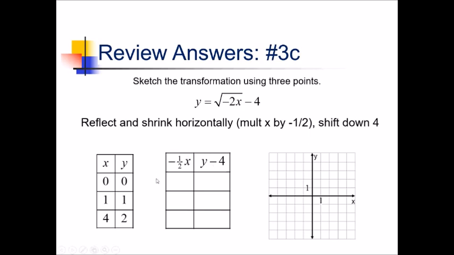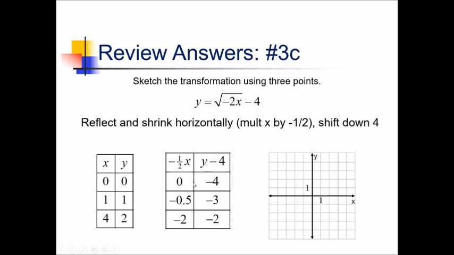All right, let's go ahead now and apply those changes. So negative 1/2 times all the x values. 0 times that still gives me 0. Negative 1/2 times 1 is negative 1/2, or you could call it negative 0.5. Negative 1/2 times 4 is negative 2. Now y minus 4 for all of these. 0 minus 4 is negative 4. 1 minus 4 is negative 3. And 2 minus 4 is negative 2.